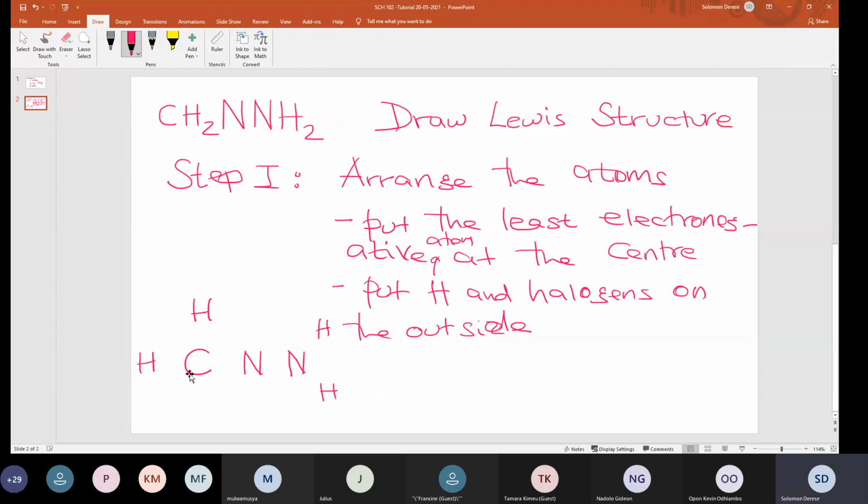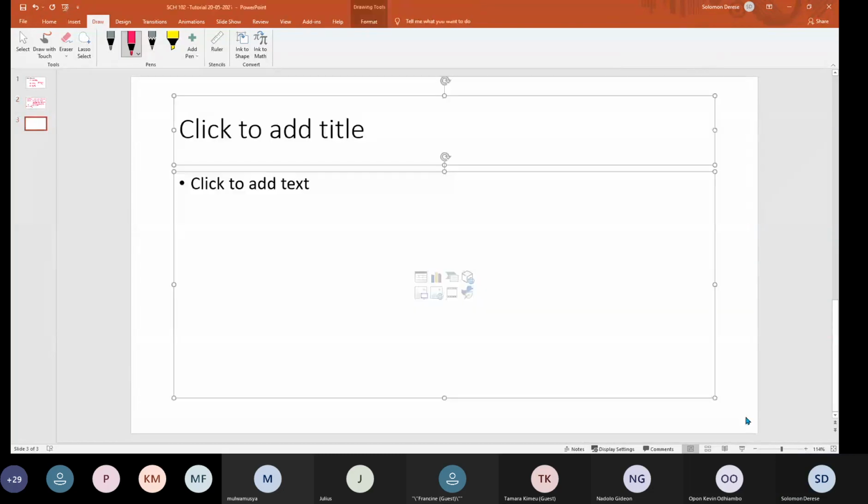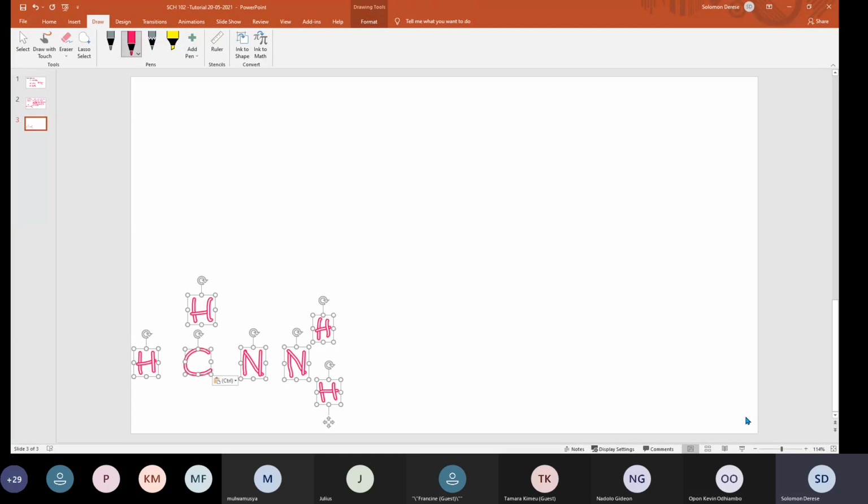And we have carbon, which you can almost say is at the center, bonded to 2 hydrogens and a nitrogen. And then we have a nitrogen that is bonded to a carbon and to another nitrogen, and then a nitrogen that is bonded to 2 hydrogens. So this is what is determined in step 1. We determine the arrangement of the atoms. What is the next step? Can you tell me what the next step is?